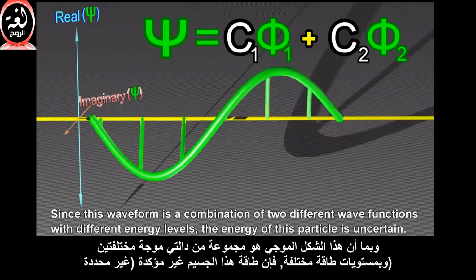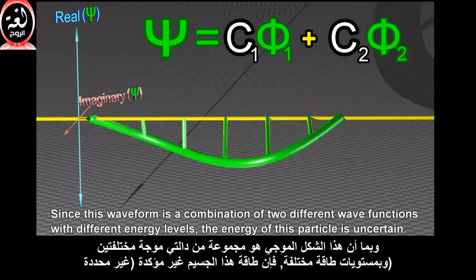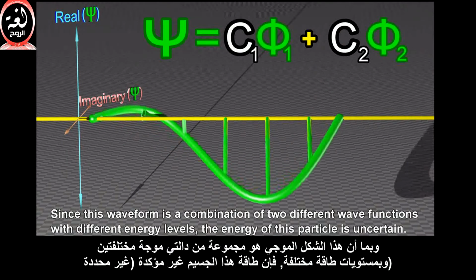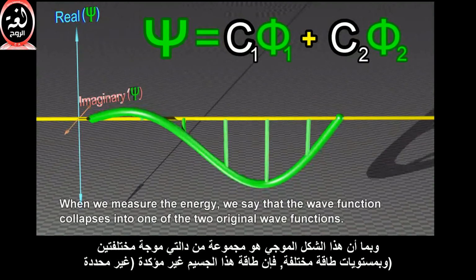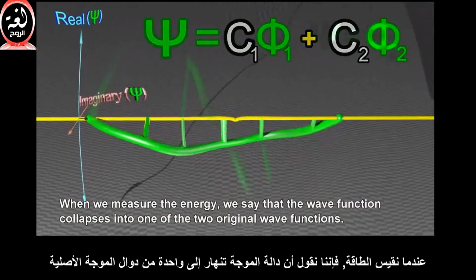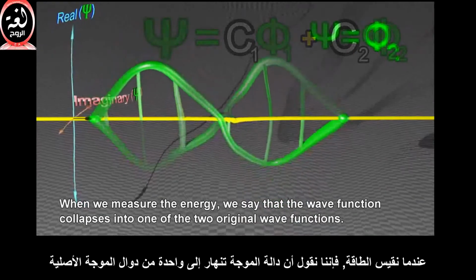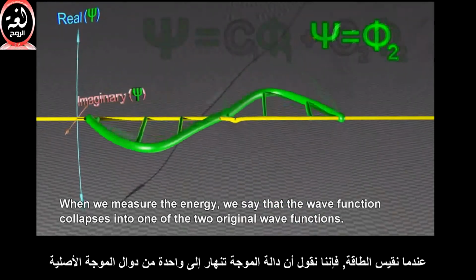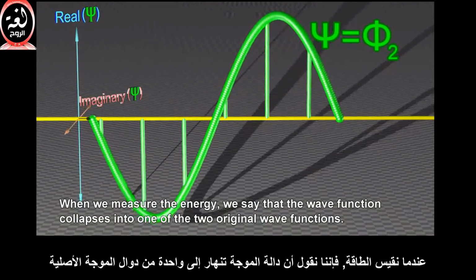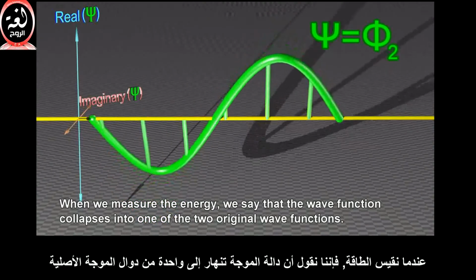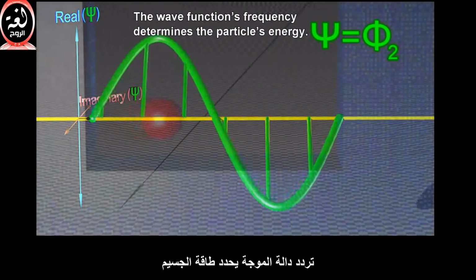Since this waveform is a combination of two different wave functions with different energy levels, the energy of this particle is uncertain. When we measure the energy, we say that the wave function collapses into one of the two original wave functions. The wave function's frequency determines the particle's energy.